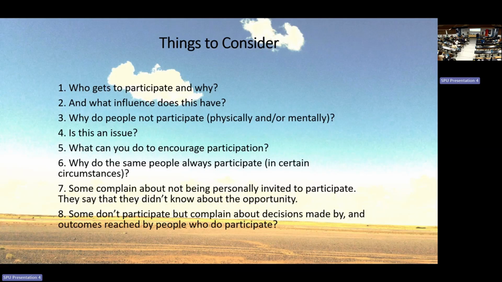And you also get people, and this happens a lot in the Kalahari, who complain all the time about not being personally invited.